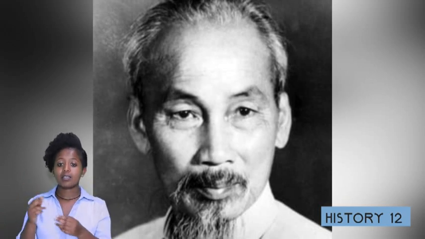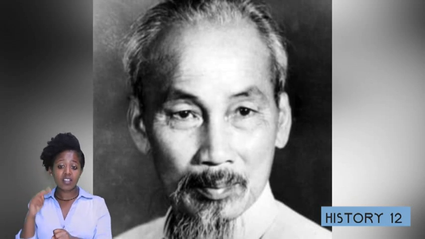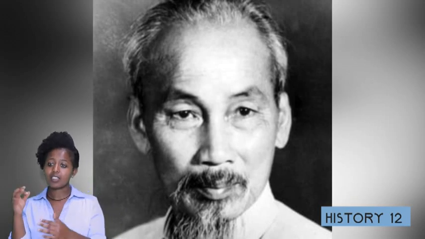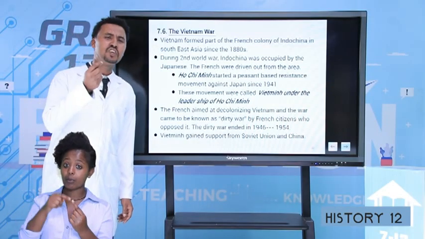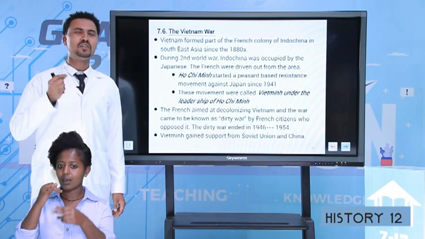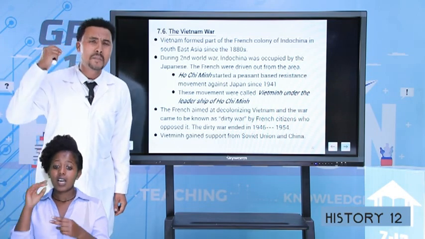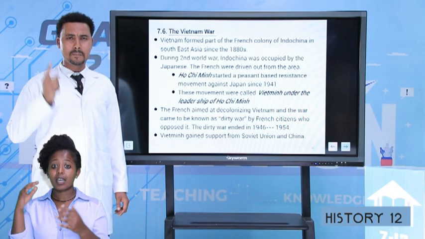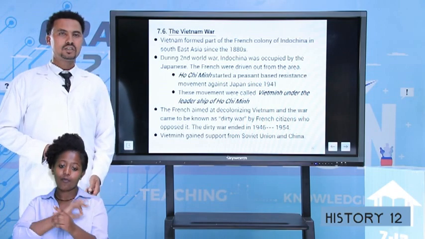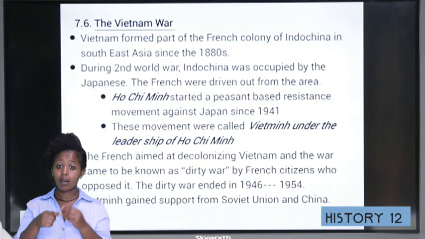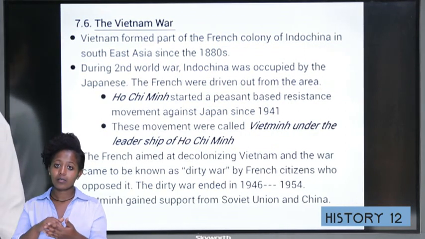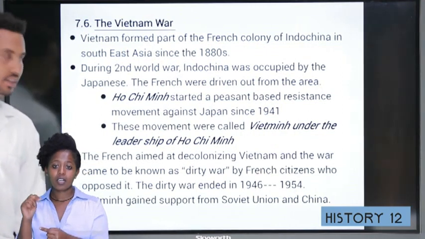The French aimed at recolonizing Vietnam, and the war came to be known as the Dirty War. The Dirty War lasted from 1946 up to 1954. In 1954, at the Battle of Dien Bien Phu, mind you students, Vietnam defeated French forces. About 60,000 French troops surrendered to Vietnam in 1954.